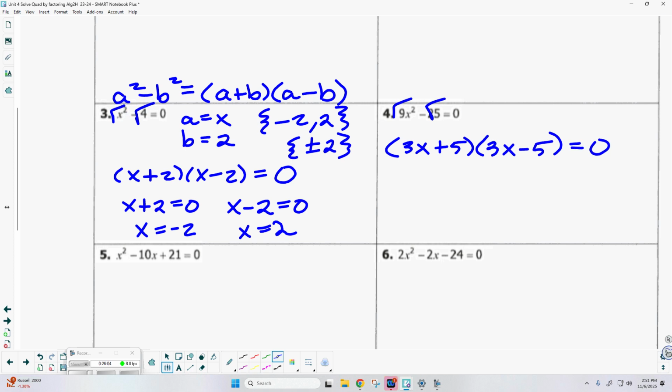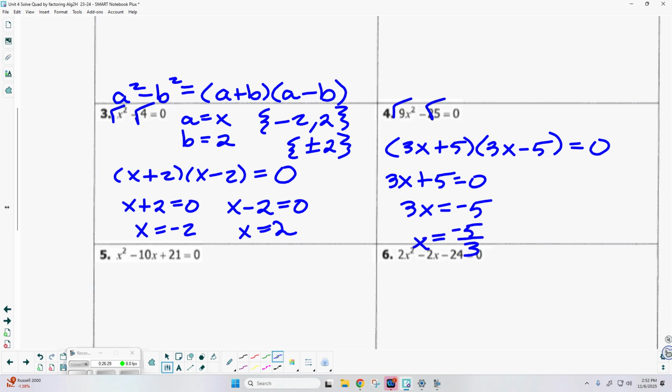And someone out there might be thinking, does it matter the order? Like if I put 3x minus followed by 3x plus, does that change anything? Not a thing. Okay. Take the two terms, set them equal to 0. So if 3x plus 5 is equal to 0, so this is a two-step equation, subtract the 5, and then divide by 3.